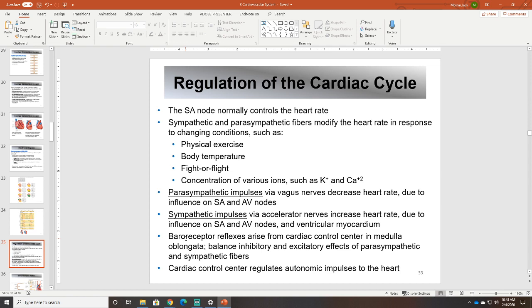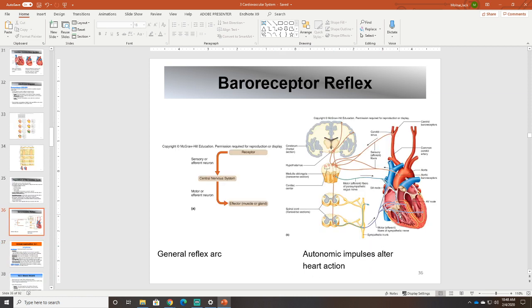All right, so the cardiac control center in the brainstem regulates the autonomic impulses of the heart. And so you can see here the cardiac control centers are in the medulla oblongata. Yes, in the medulla. I wanted to get that straight in my head real quick.